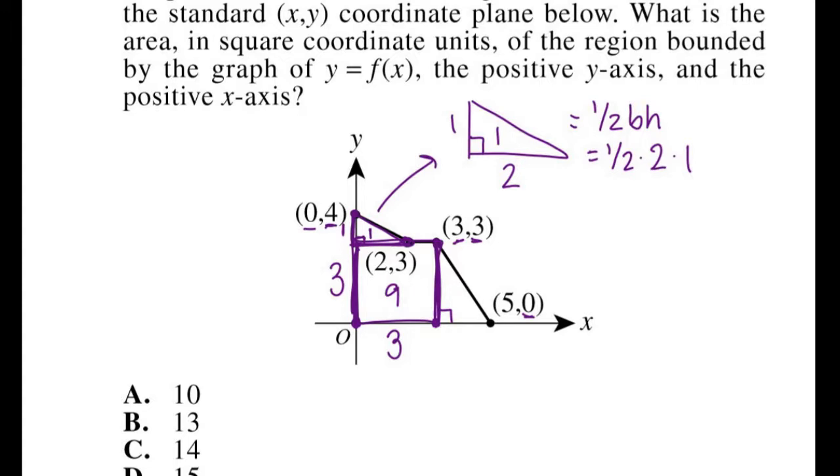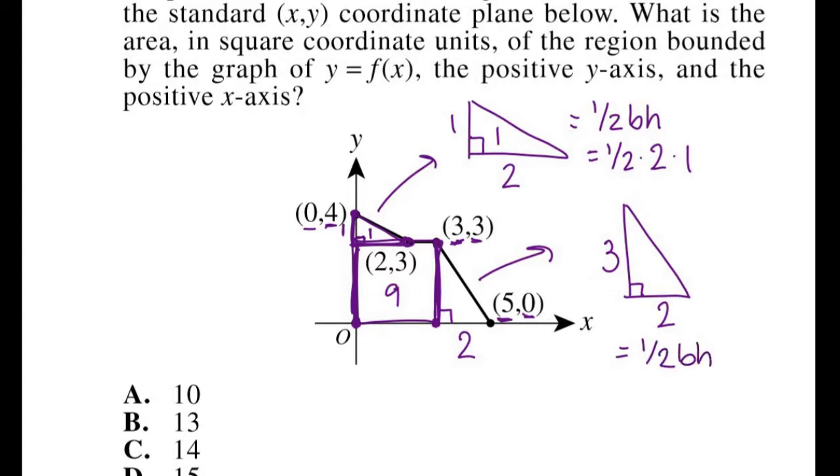Our final triangle, we have another right triangle. Our base, we go from an x value of 3 to an x value of 5. The difference there is 2. So we know our base is 2. Our height is 3. Again, we're going to do 1/2 times base times height, which is 1/2 times 3 times 2, which gives us an area of 3. So we know that the area of this triangle is 3.